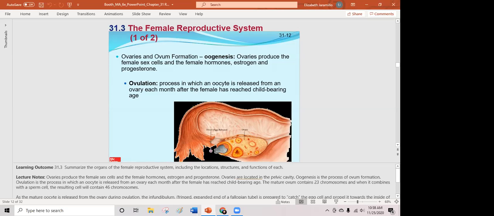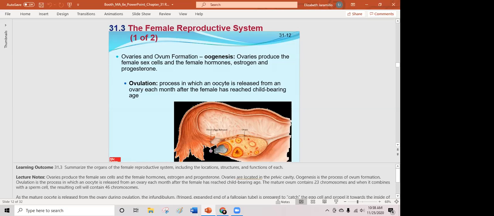Ovulation is the process in which an oocyte is released from an ovary each month after the female has reached childbearing age. So in other words, once they start to cycle, right? Ovulation is the process in which the oocyte is released from the ovary each month, and kind of waits to be fertilized. The mature ovum is going to contain 23 chromosomes. And when it combines with the sperm cell, the resulting cell will contain 46.